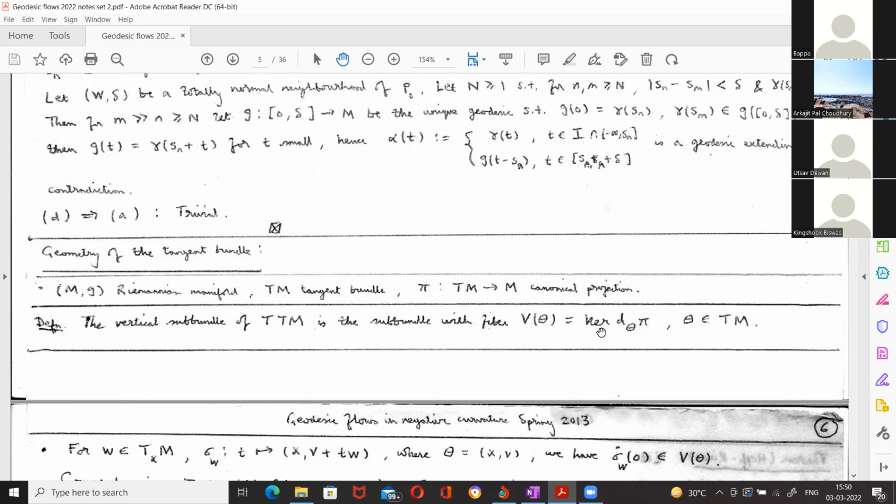Okay. So the kernel of d pi theta is a subspace of T theta TM. I want to say that this is of dimension n. This is half the dimension of the total tangent space, which is 2n.